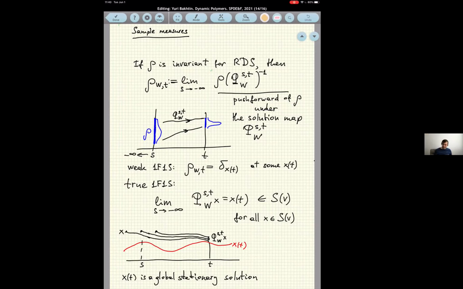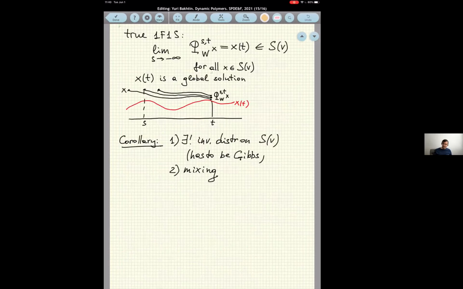So this solution is plotted. It's a caricature, so it's plotted in red here. And if you start from any other initial condition with the same slope, it gets attracted to this main global solution. So on each of those components, you have a unique global stationary solution that attracts everything else. And the corollary of that is that the invariant distribution is unique.